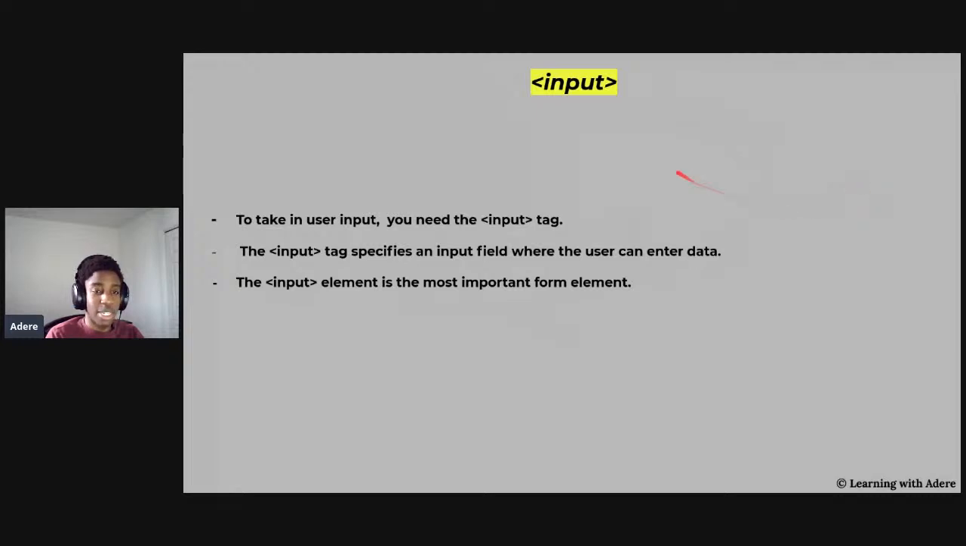So the next tag we need to know as well, this one's pretty important, is the input tag. To take user input, you need to use the input tag. The input tag specifies an input field where a user can enter in data. The input element is the most important form element, as I've already mentioned. So the input tag defines the place where the user can enter in their input. So they can enter in data, and remember, data just means information.